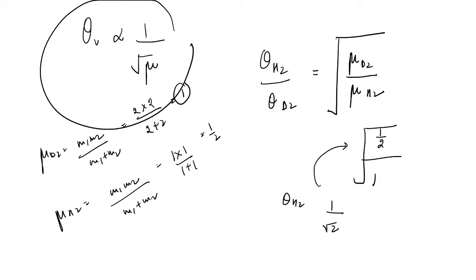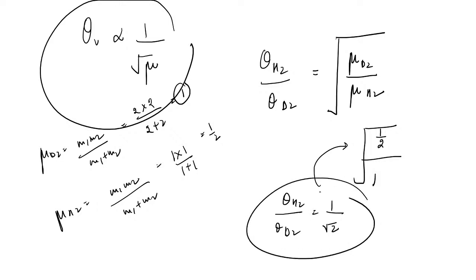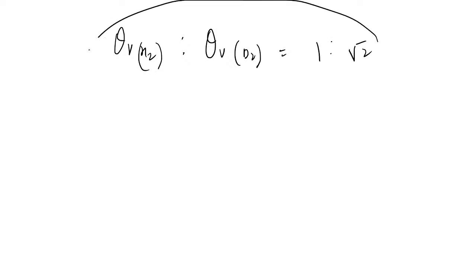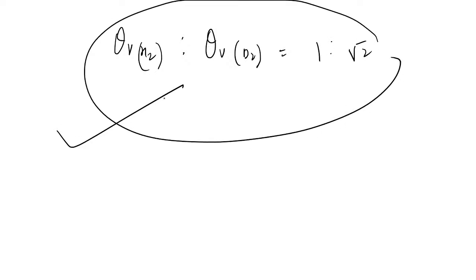So theta H2 divided by theta D2 is equal to 1 by root 2, or I can say the ratio of the vibrational temperature of H2 to the vibrational temperature of D2 is equal to 1 by root 2. This is how we can find out this particular question. I hope this is very much clear to all of you. In case of any doubts in the question, feel free to let me know in the comment section.